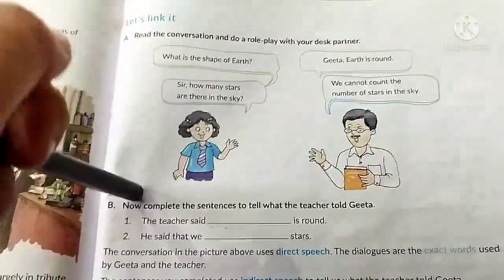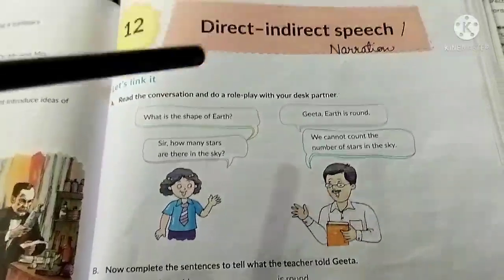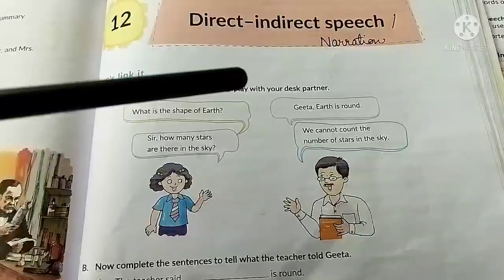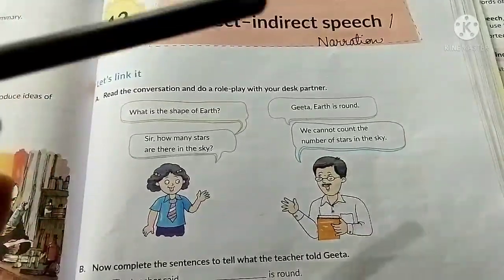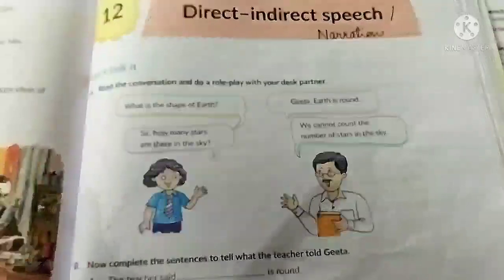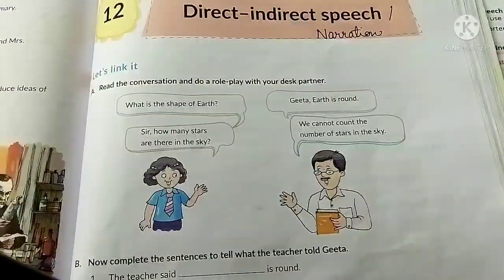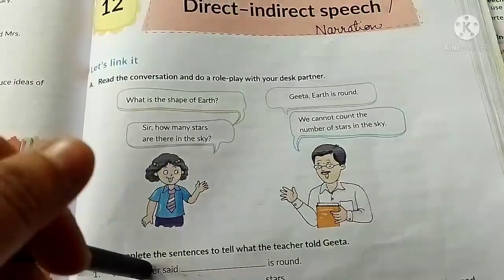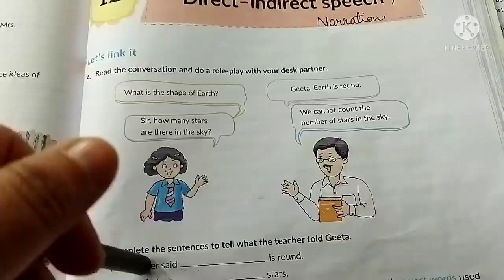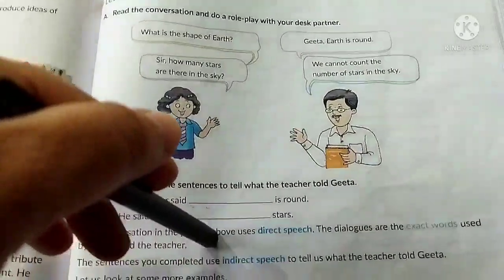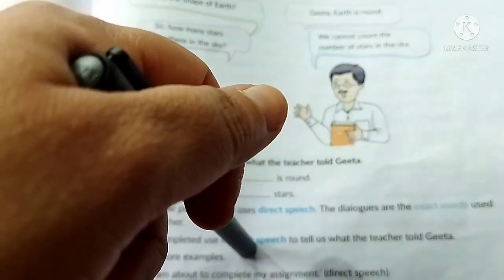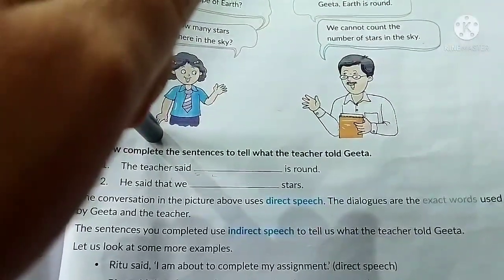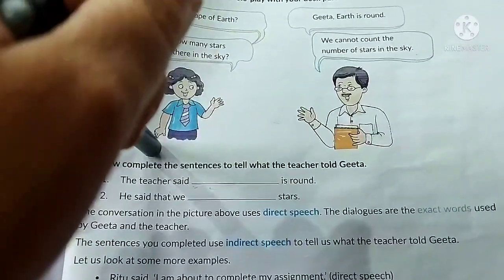Now students, when we study direct and indirect speech, or narration, remember: if you are asked what narration is, you can simply say the art of reporting the words of a speaker is called narration in English grammar. There are two ways of reporting the words of a speaker: first direct speech, and secondly indirect speech. Direct speech is also known as reporting speech, and indirect speech is also known as reported speech.